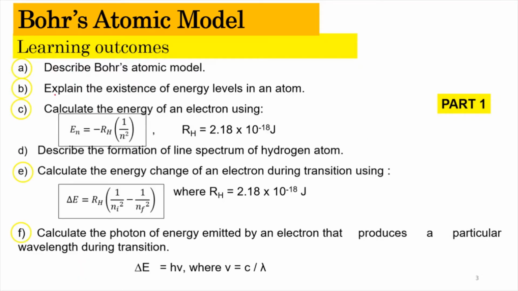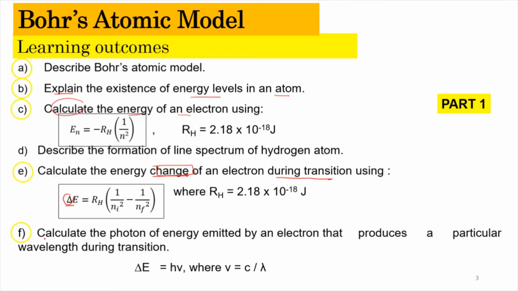Also, we're going to look into the explanation of the existence of energy level in an atom. Next, we're going to do the calculation regarding the energy of an electron, where we're going to use the formula given here. Also, we're going to calculate the energy change. So here is energy, and here is energy change, so there must be a delta E here. Okay, a triangle which represents delta, and this happens during a transition.